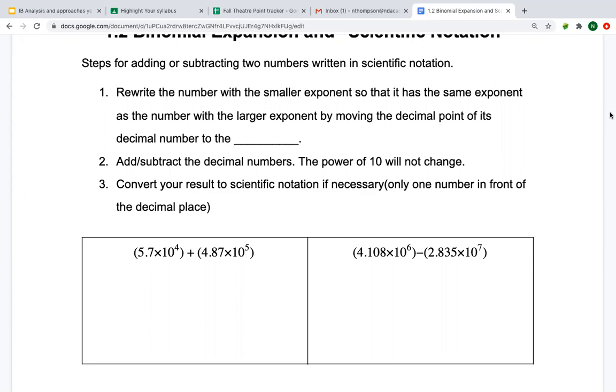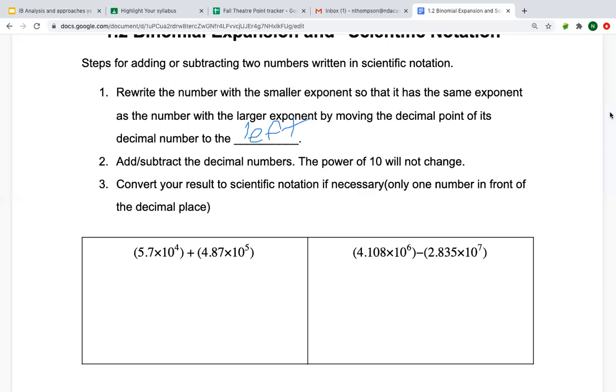So we are moving the decimal to the left. And then we would add or subtract the decimal numbers. The power of 10 will not change. Okay, so sorry, let me just make sure, just in case, that you know why I'm saying we're moving the decimal place to the left.